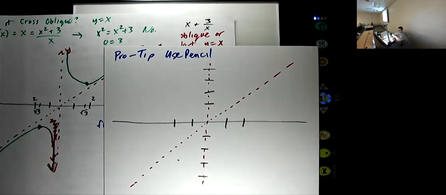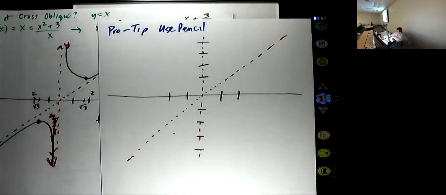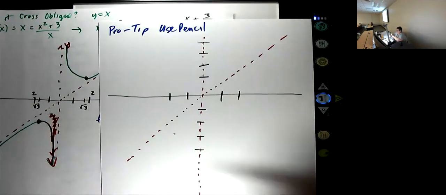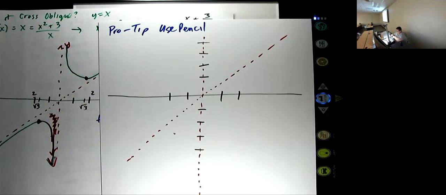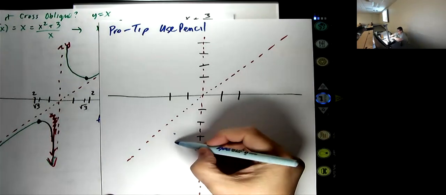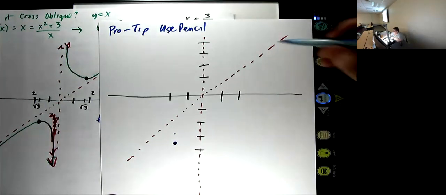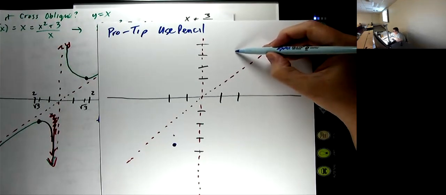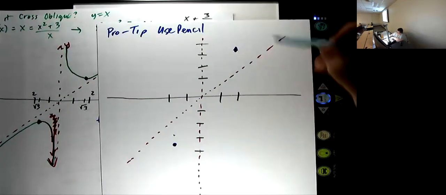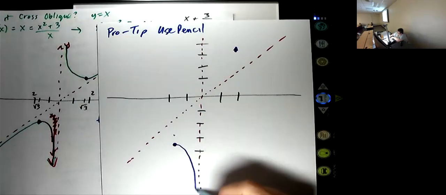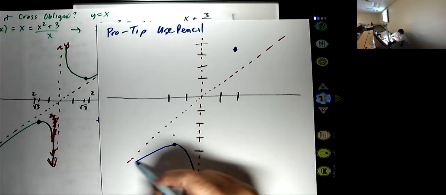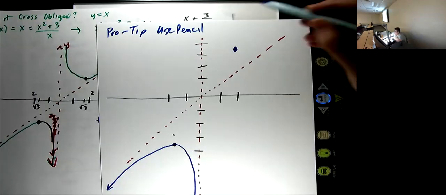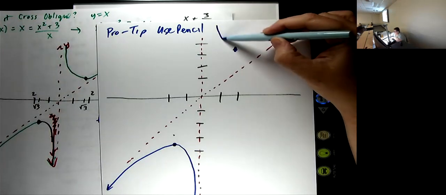I need to give a little bit more this way. So we had about negative root 3 and then negative 3.5, which is about there. And then we had root 3 and plus 3.5 is about there. And we saw that was doing that, and that was doing that, following that asymptote, doing something like that.